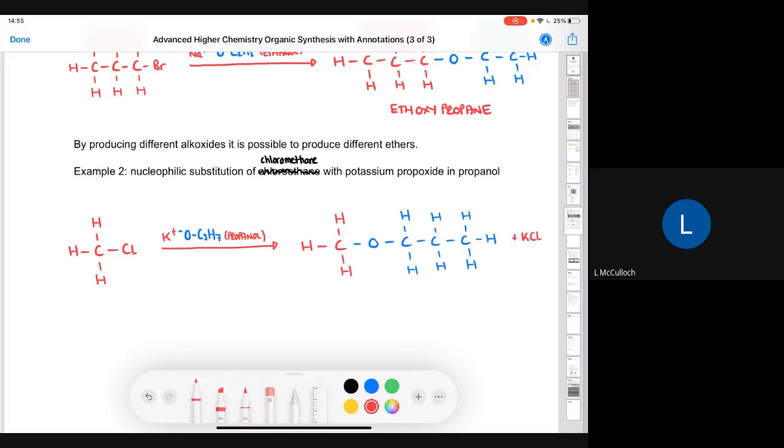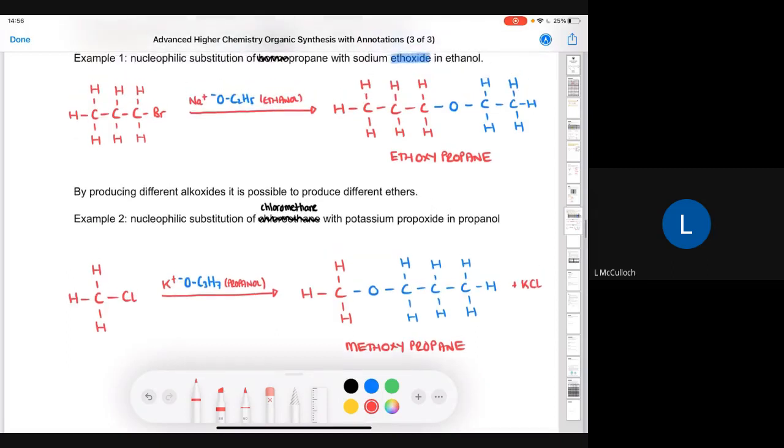And we will call this one methoxypropane. So it's still an ether. It's just a different ether from the one in example 1. So we've got ethoxypropane and we've got methoxypropane. So 2 different ethers there. They don't have to end in propane. We could have methoxymethane, we could have methoxyethane. It just so happens that these ones are propanes.